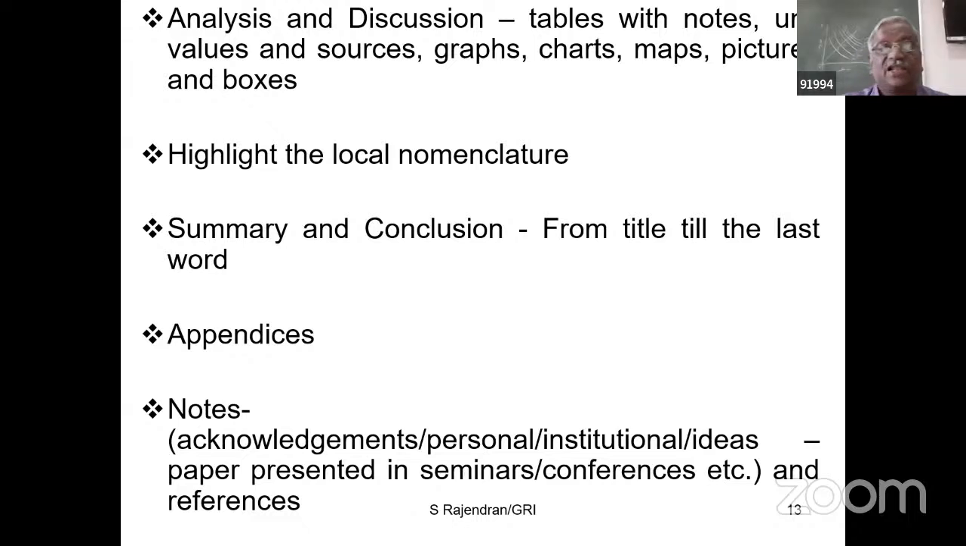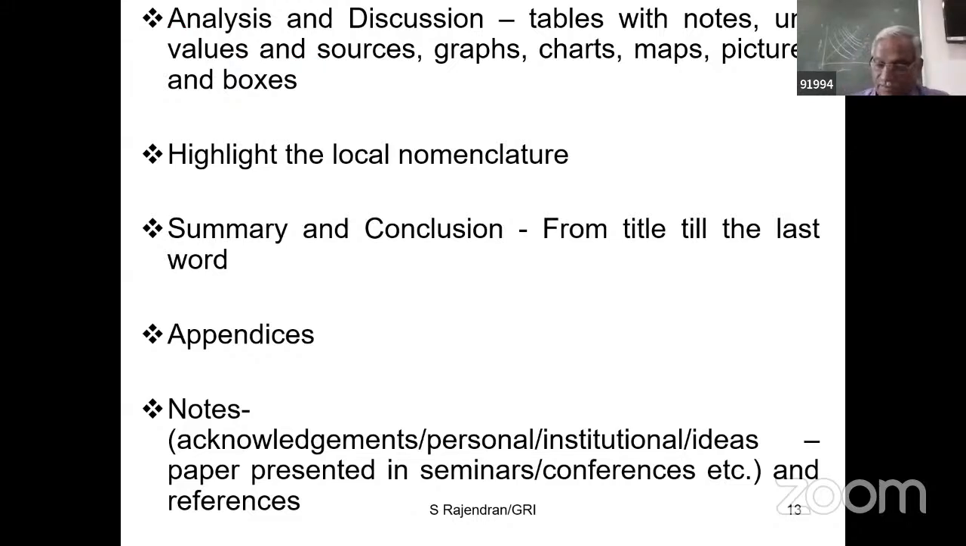And now we come to the analysis and discussion section, where we use extensively the methods from economics and econometrics. They use extensively tables, facts, figures with notes, sources, etc., and also unit values, graphs, charts, maps, pixels, and boxes. And friends, in economic research, we don't use much boxes and pixels. We use maps, charts, graphs, tables, etc.